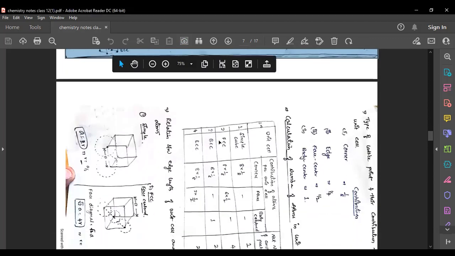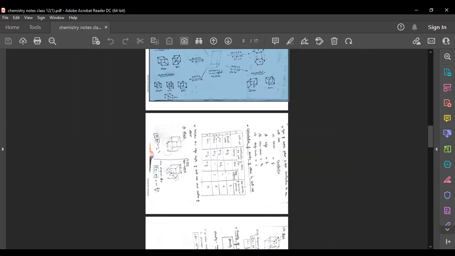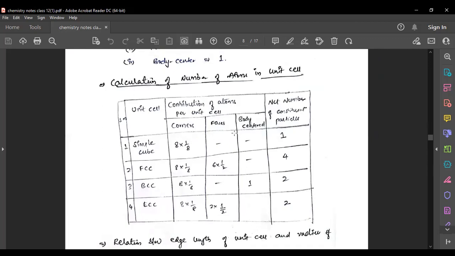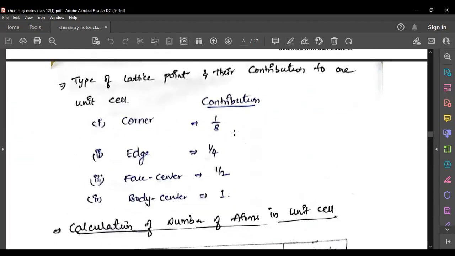Okay, so the next one is the calculation part. This is very important from the numerical point of view, because only if you know this contribution part can you solve the density formulas. Density formula is equal to what? Z into M by a cube into NA. We should compulsorily remember the Z value for FCC, BCC, HCP. To calculate the Z value, there is the effective number of atoms. Each lattice point will contribute only a little bit to that particular unit cell. So that is the next topic: types of lattice points and their contribution to one unit cell.